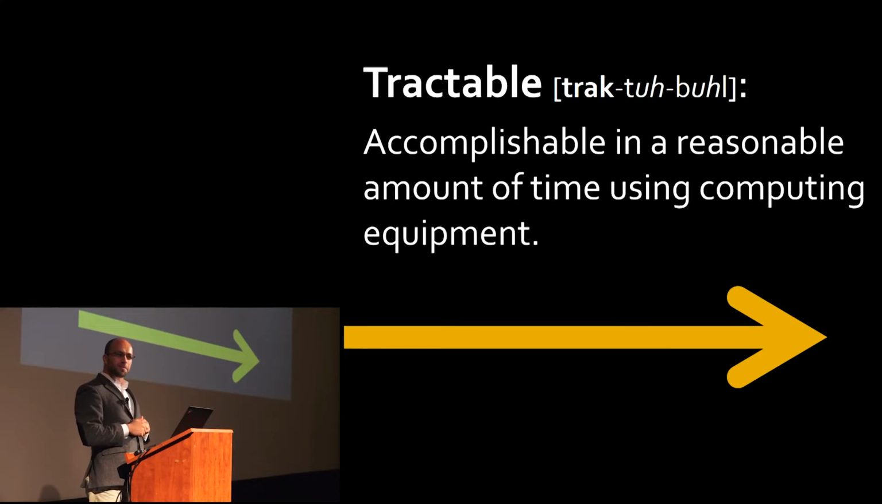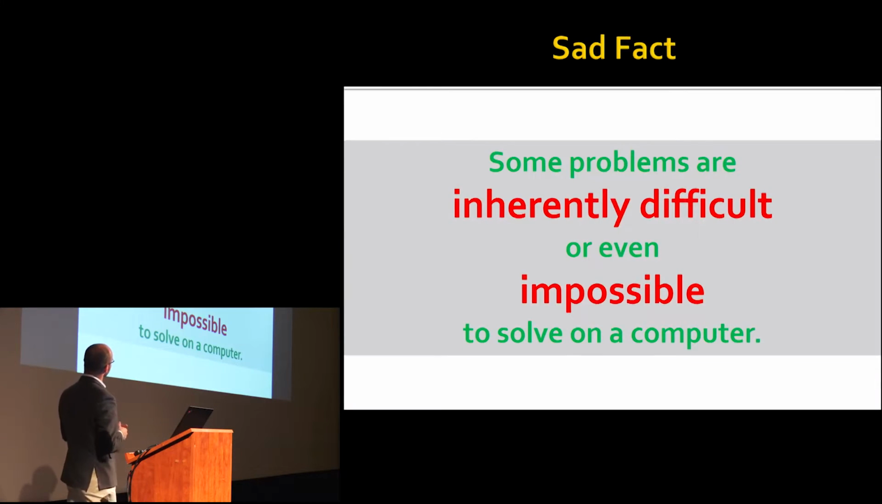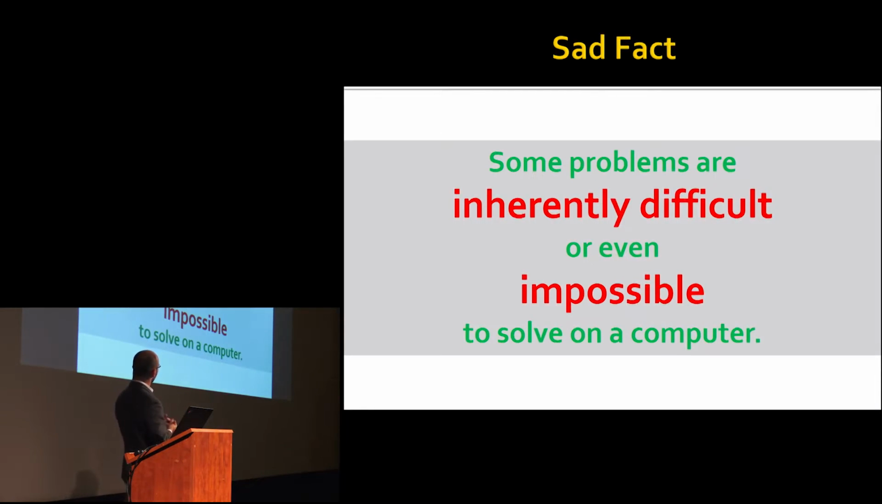So that Washington Post article is really somehow heartening. It's telling us that we can solve gerrymandering. But the sad fact is that some problems are just inherently difficult or even impossible to solve on a computer. Computers aren't the be-all and end-all of mathematics and computation, but rather they're enablers of a different type of computation that may or may not be useful in the redistricting process.